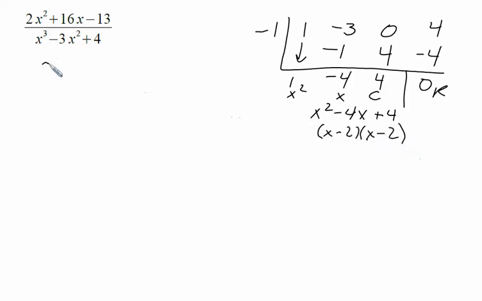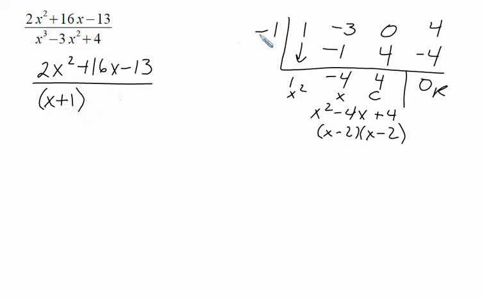So when we factor our denominator, which is really the key thing that we need to do to start this off, factoring our denominator turns into x plus 1, because -1 was a 0, times x minus 2, the quantity squared. Now we set up our partial fraction decomposition with this expression.